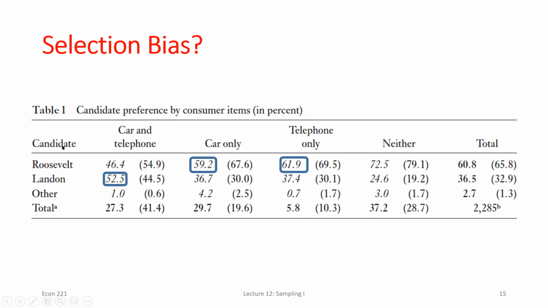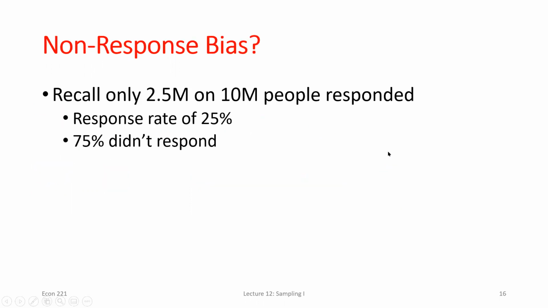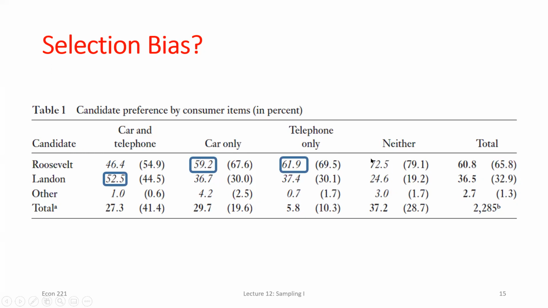Now, what's even crazier is the people who had neither, right? This is probably people without a lot of money in 1936. You don't have a car or a telephone, you're in the lower half of the income distribution. 73% of them ended up voting for Roosevelt. So this is why the total election ended up being such a landslide.